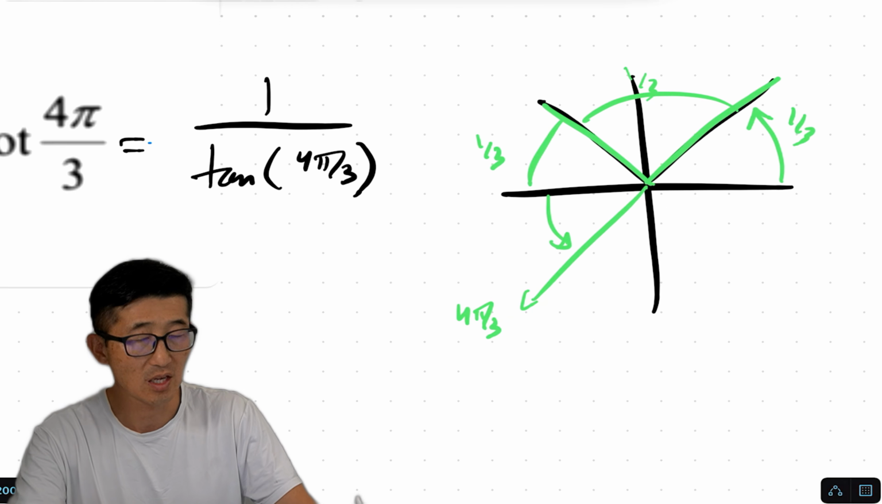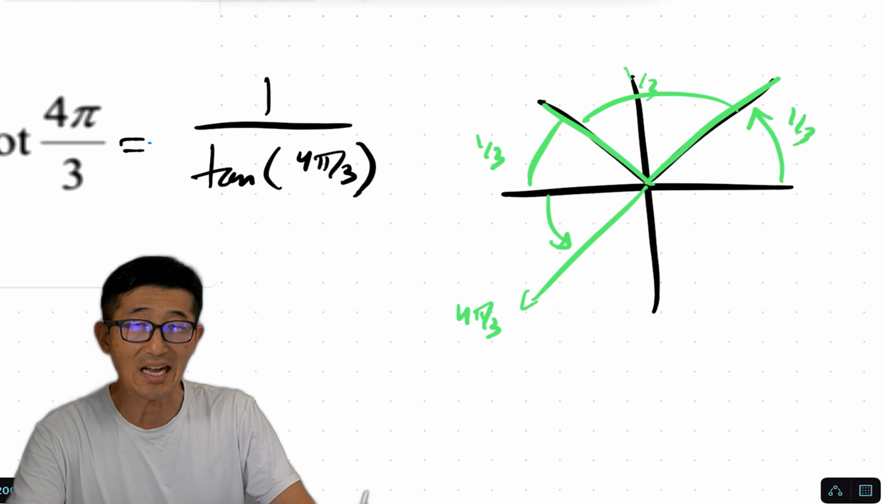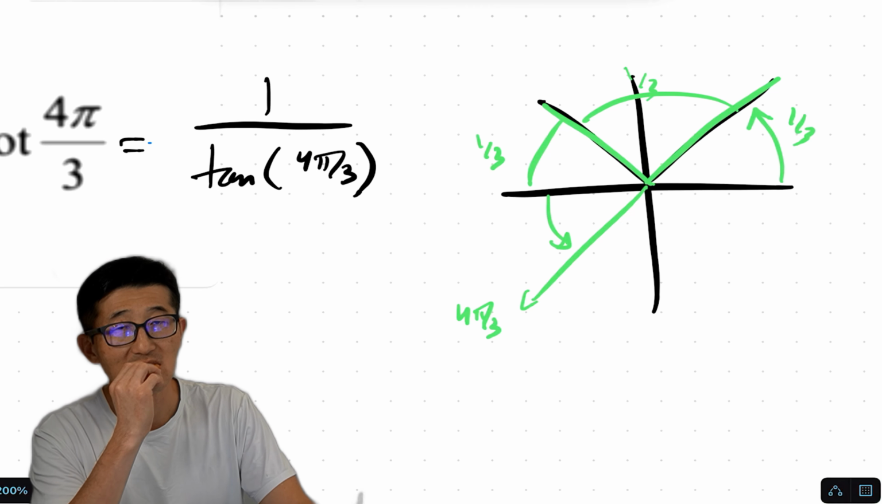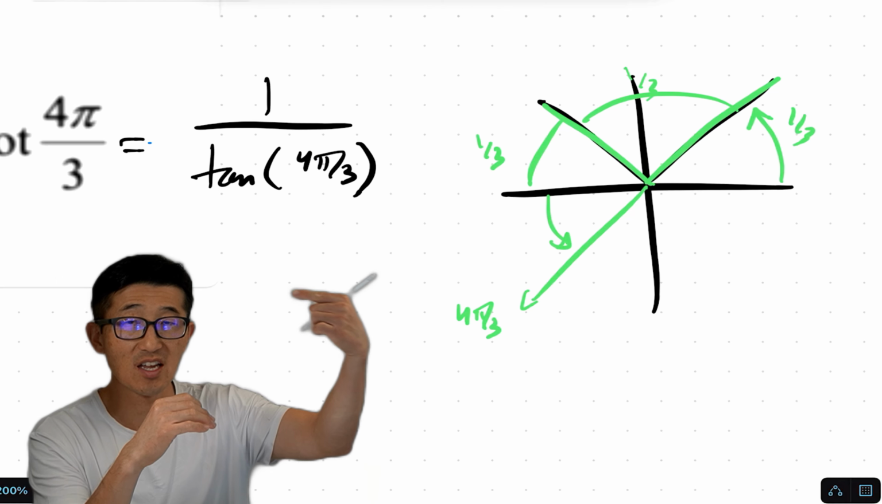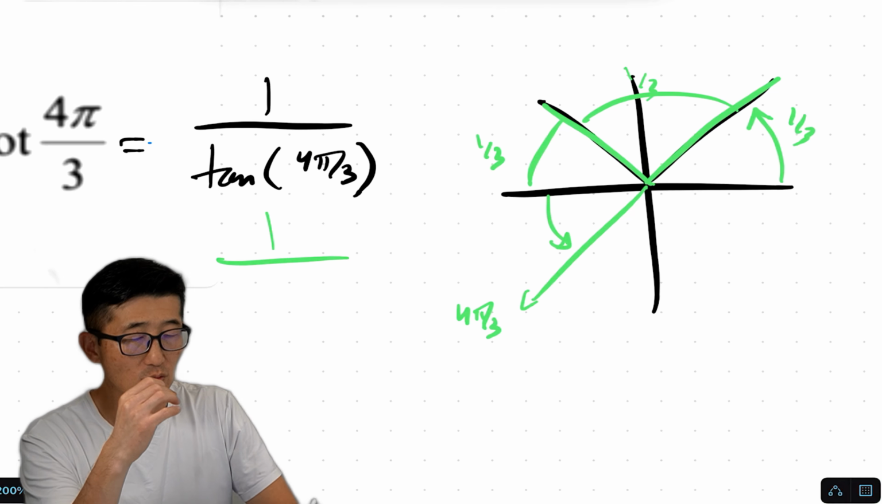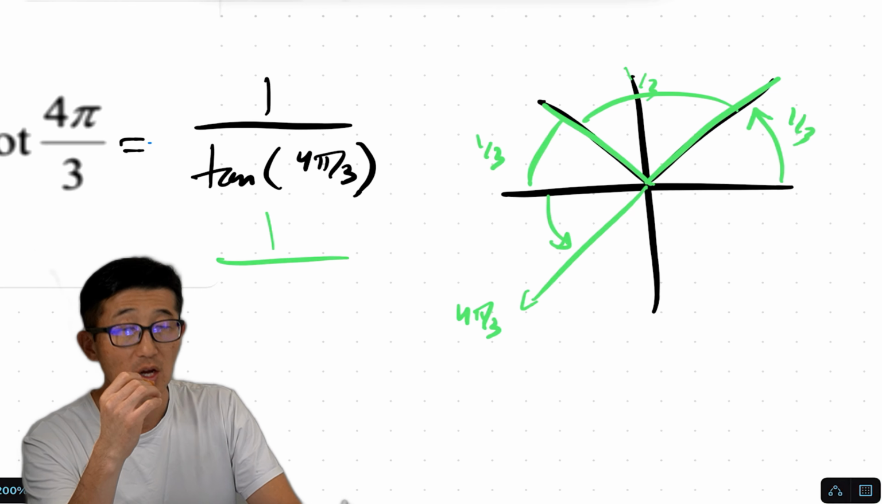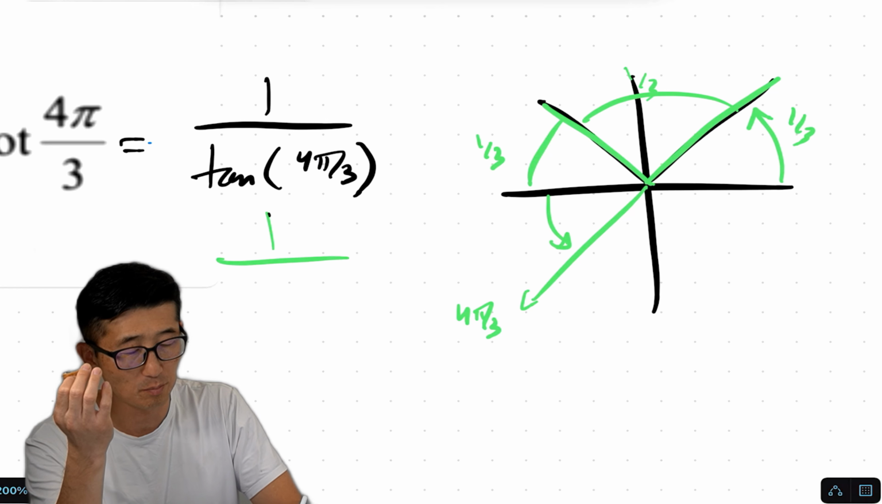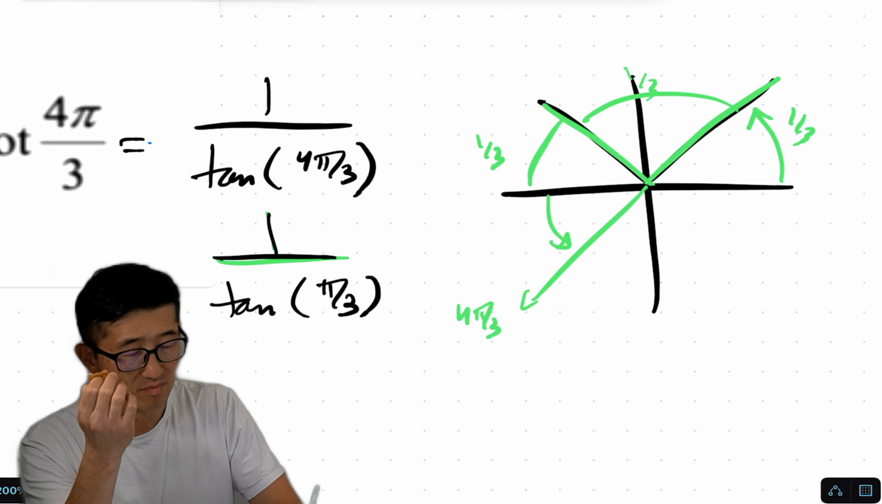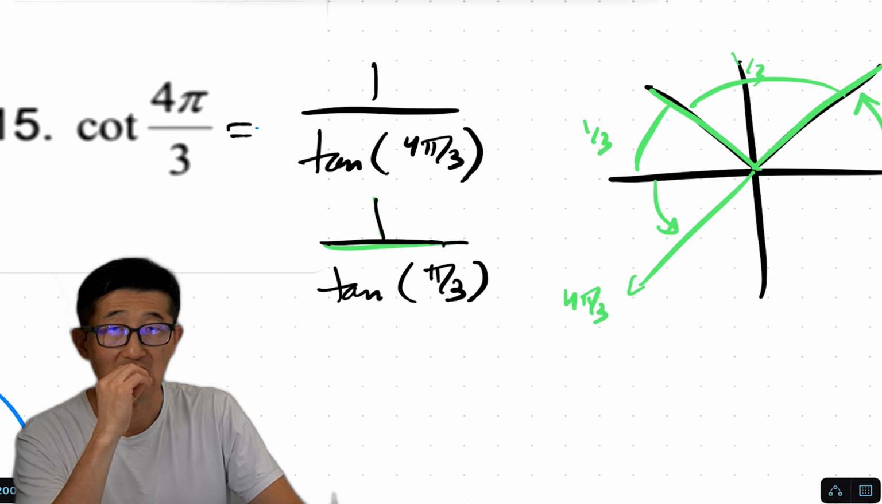Now, in quadrant 3, are the tangent values positive or negative? Positive, because it's going to be negative over negative, right? Okay. So what is the value of tangent pi over what? Pi over 3.